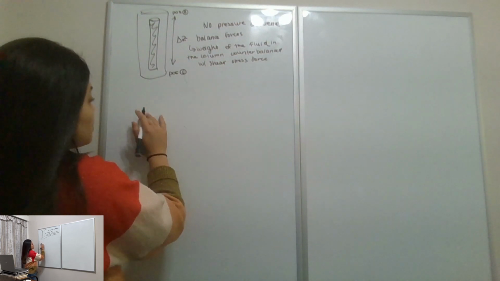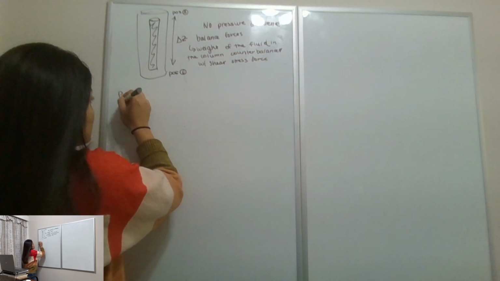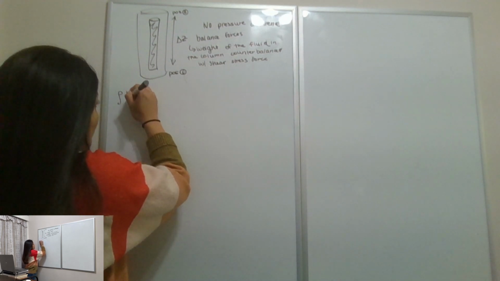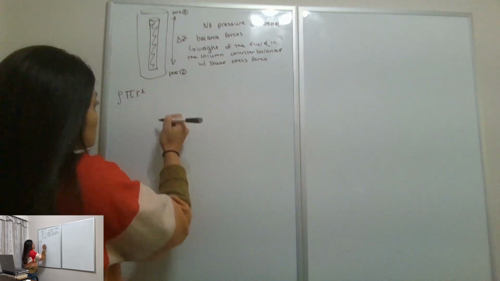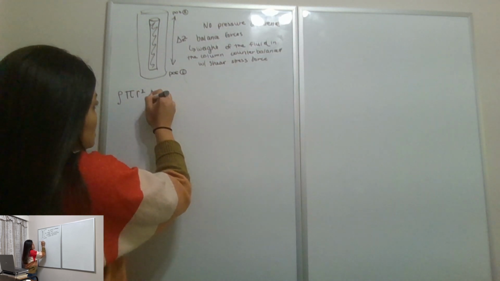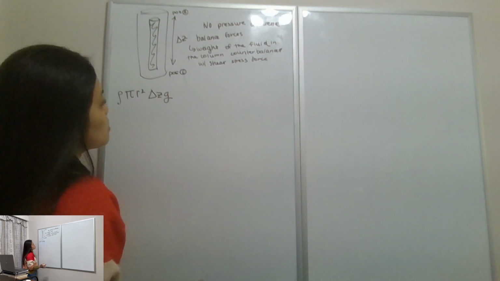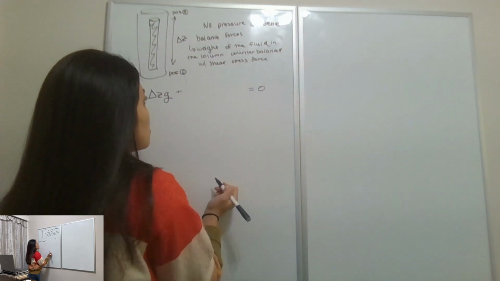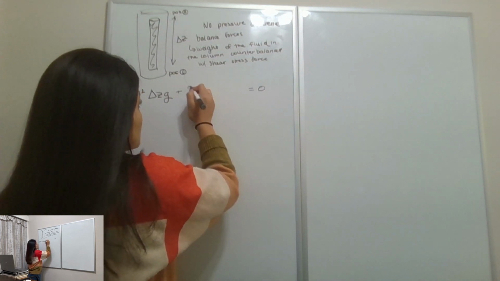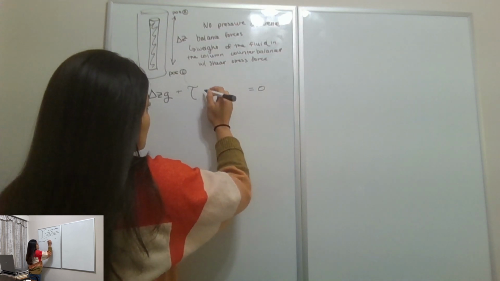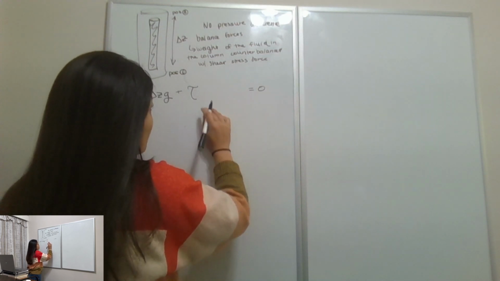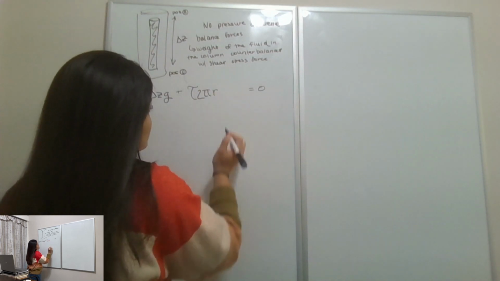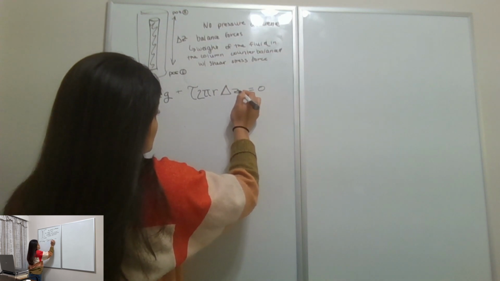And so the weight of the fluid in the column is going to be the density of the fluid times the volume of the fluid, so that's going to be pi r squared times the change in the height times the gravitational acceleration. And so that's going to sum to 0 with the shear stress times the area, so that's going to be 2 pi times the radius times the change in the height.